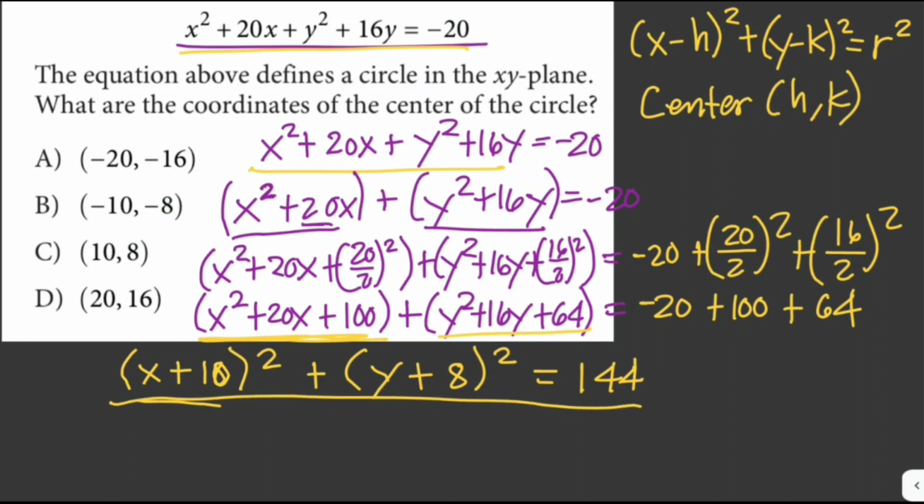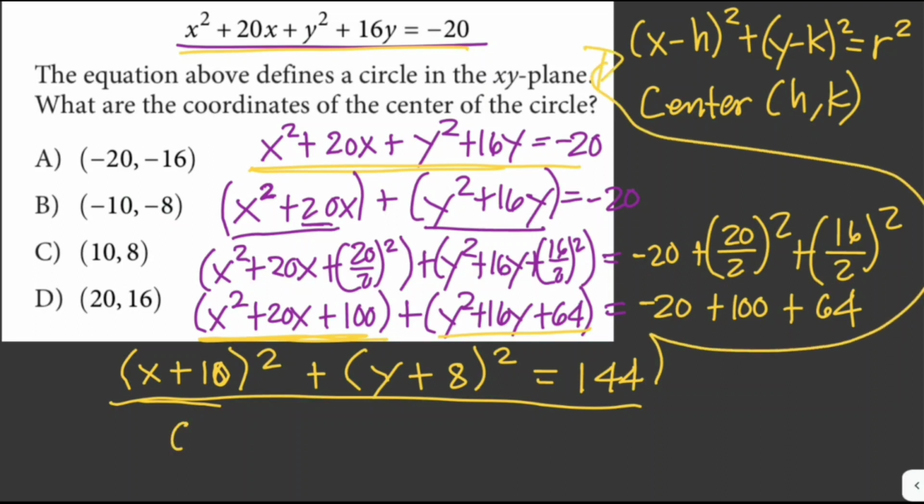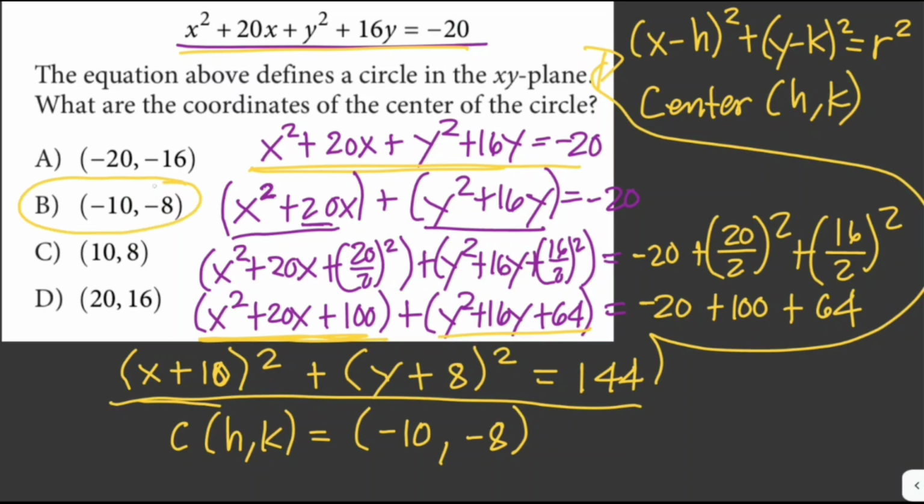We've already written this equation here in the standard form, which is this one. So our center here, (h, k), is just negative 10 and negative 8. So the answer here is letter B.